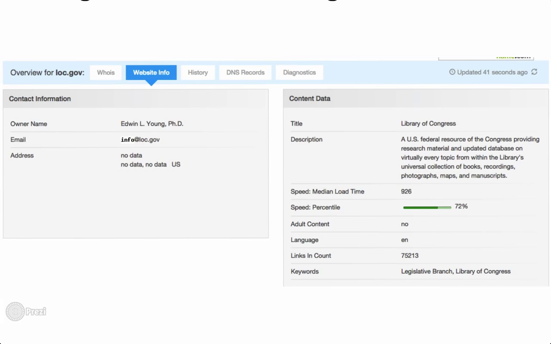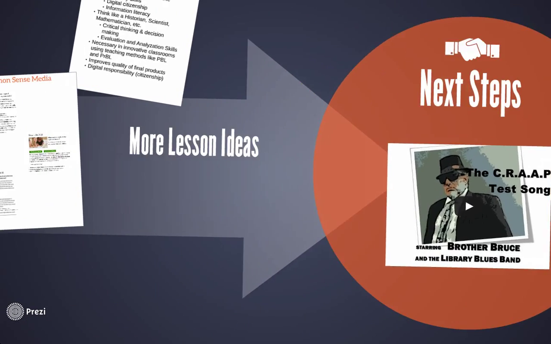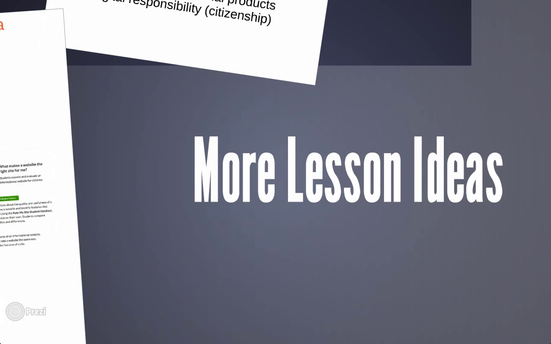After modeling what it looks and sounds like to critically evaluate a website for your students, you could then have them use the CRAP checklist to evaluate a website that they find. They would do a mini presentation just as you modeled for them, justifying why they checked what they did on the worksheet. Another great resource for teachers would be to do one of the lessons created by Common Sense Media.